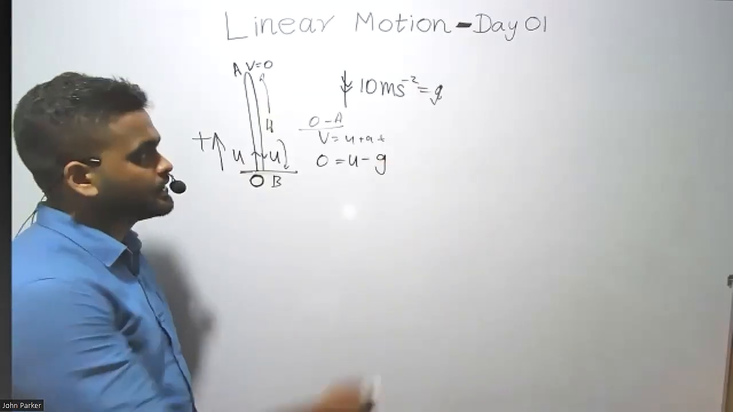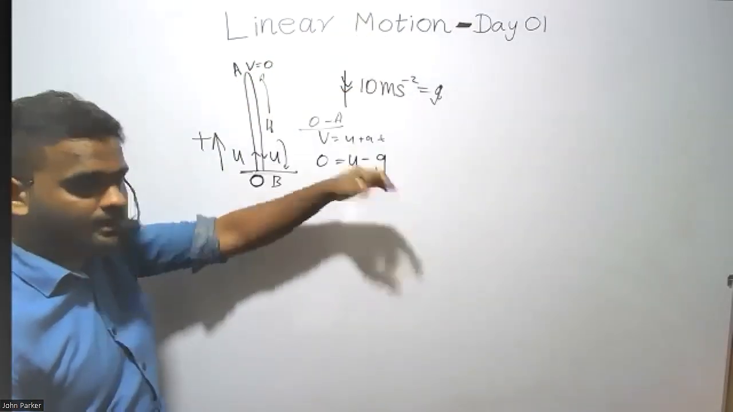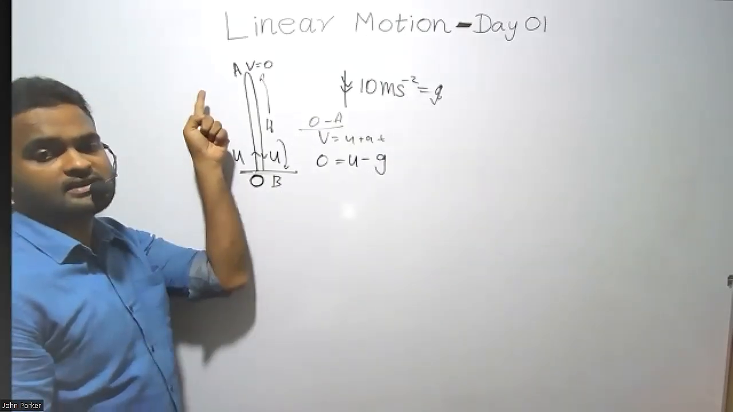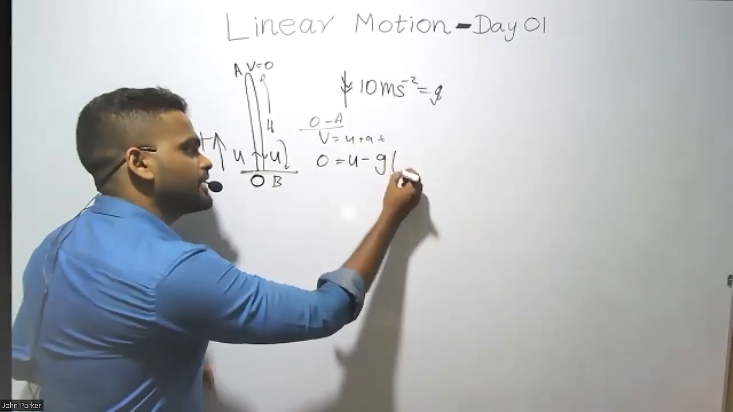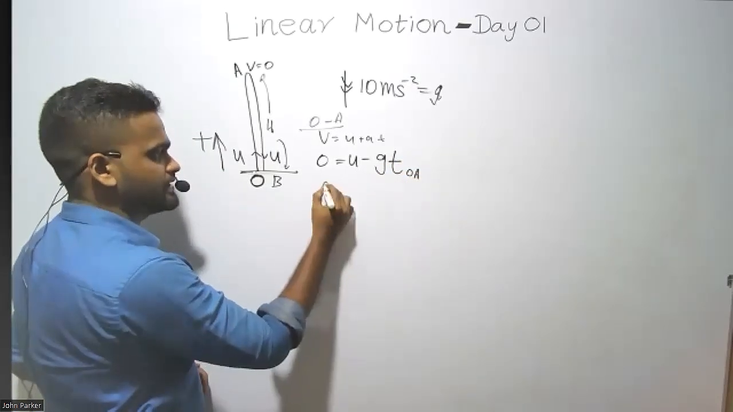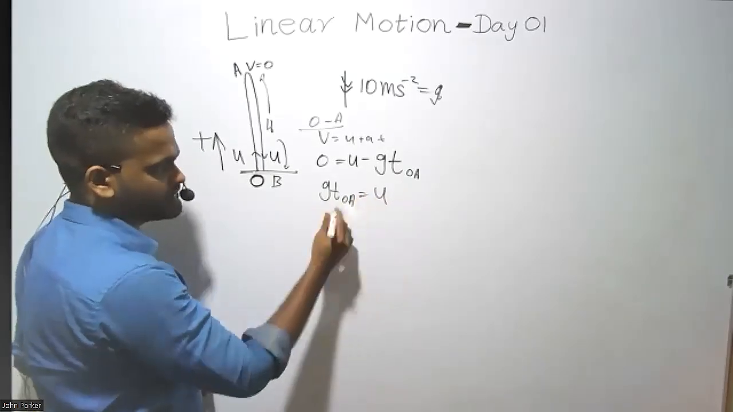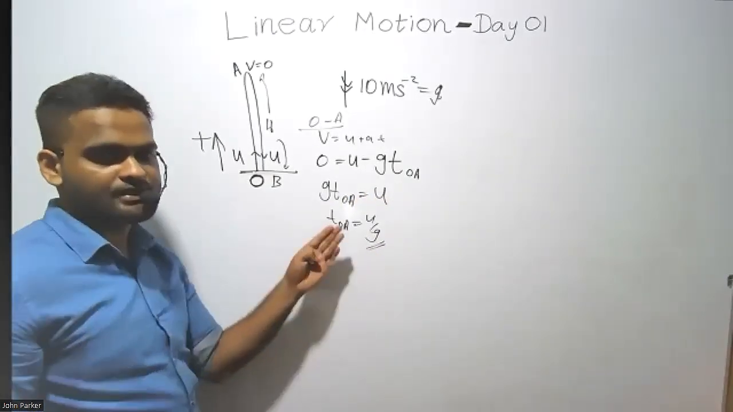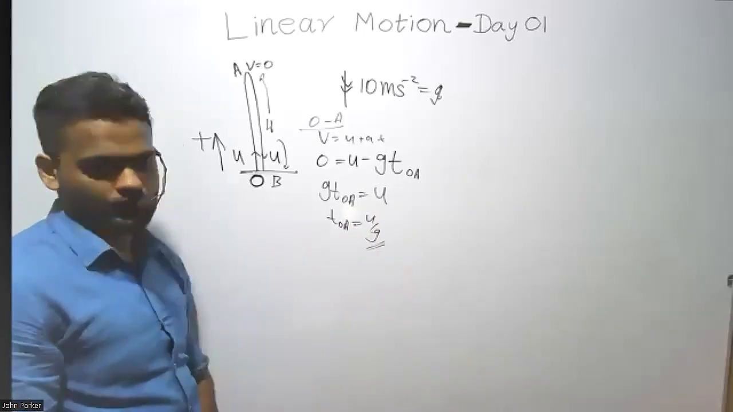Because this vector is downwards, and I am considering upwards as the positive direction. So this is minus g. Then time is t_OA. Take this to the other side, g t_OA equals u. Then divide by g. Okay, this is the time to reach the maximum height: u divided by g. Got it?